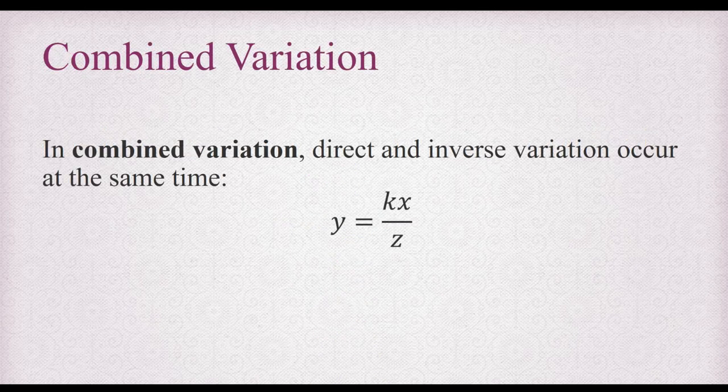Combined variation. In combined variation, direct and inverse variation occur at the same time. So remember, direct is when you're multiplying that constant of variation by x or whatever variable they tell you. And then inverse is when we're taking that constant and we're dividing. So now we're putting them together.